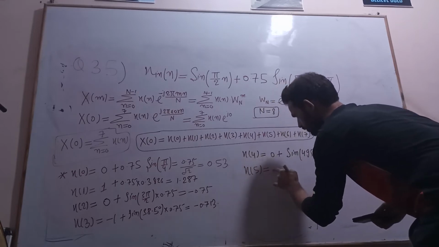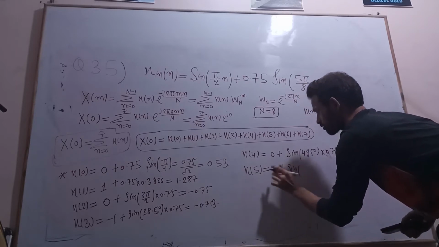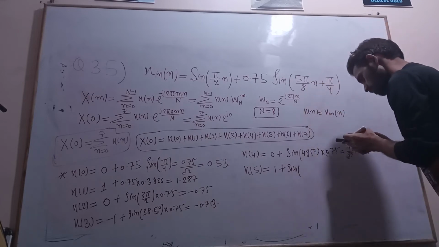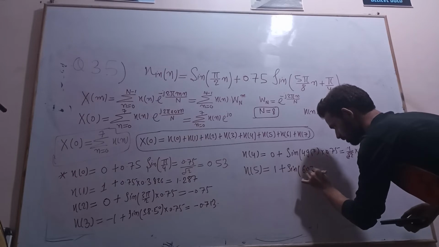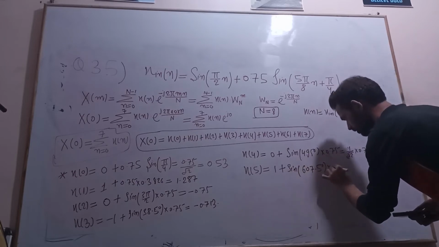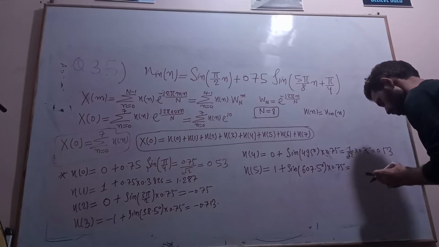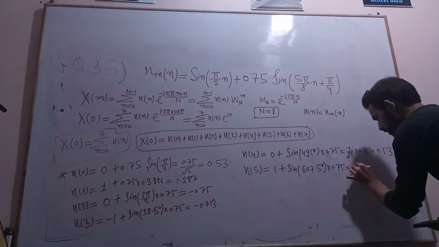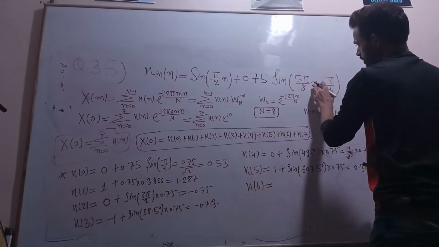x of 5: sine 5 pi by 2 is positive, so it is 1, plus sine of 5 times pi by 8. 25 plus 2 is 27, so 27 into 180 divided by 8 gives 607.5 degrees. Multiplying by 0.75 and adding 1, you will get 0.307.